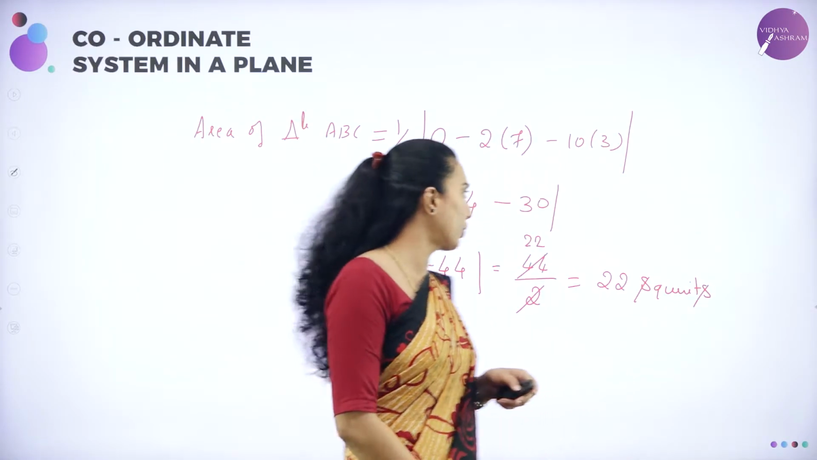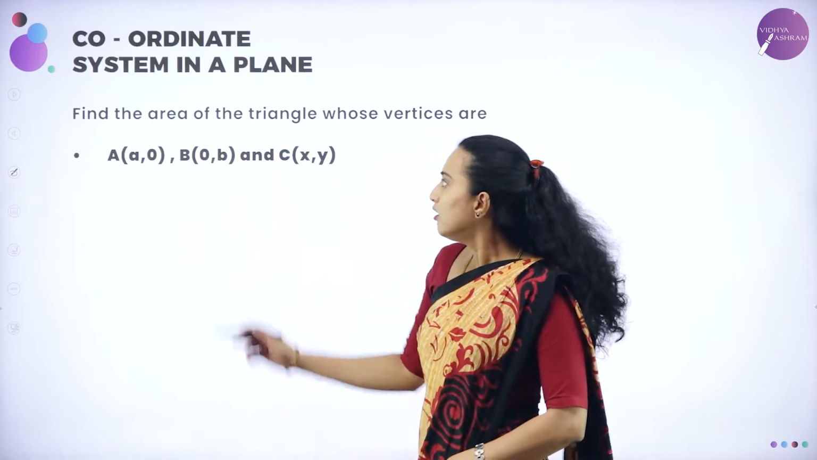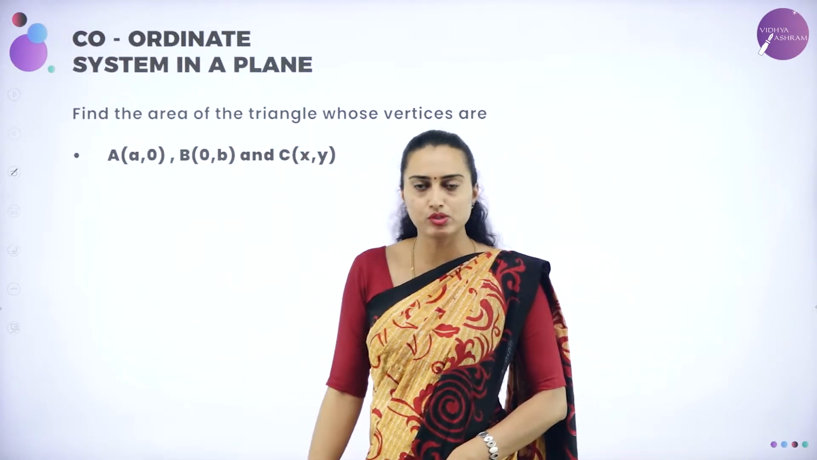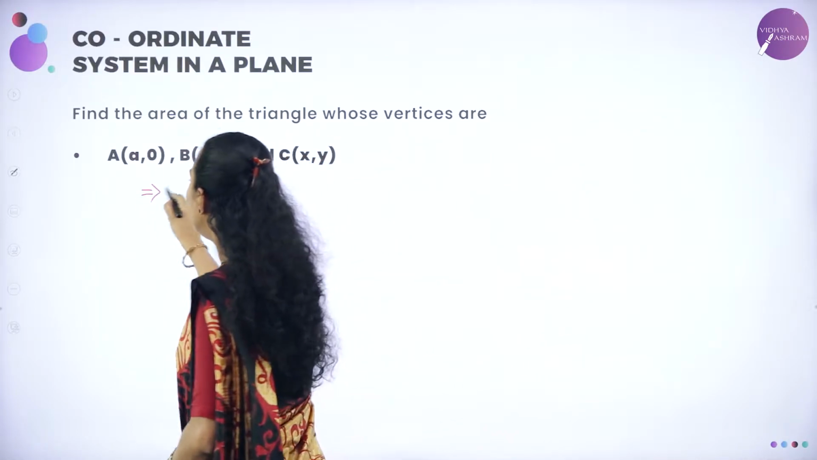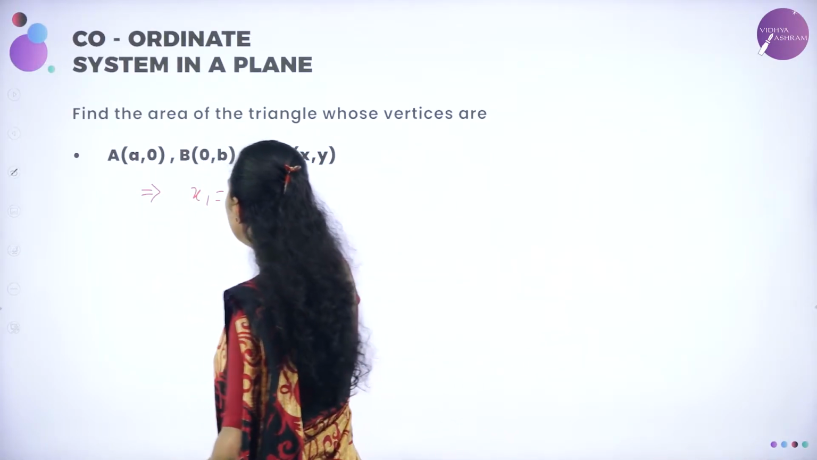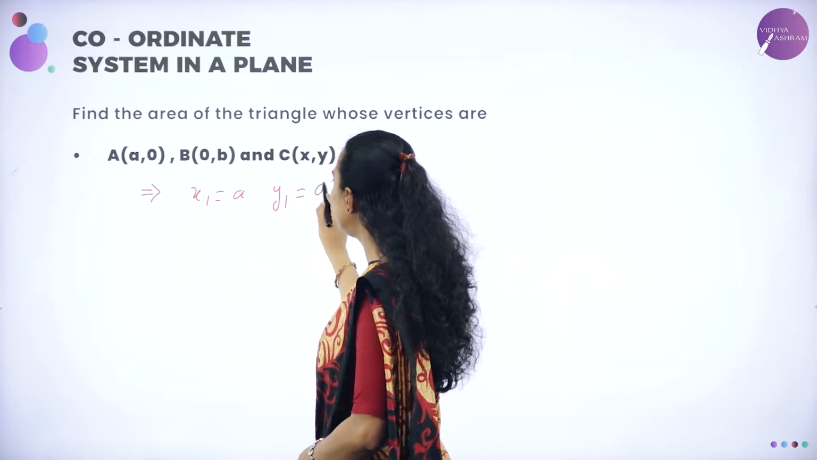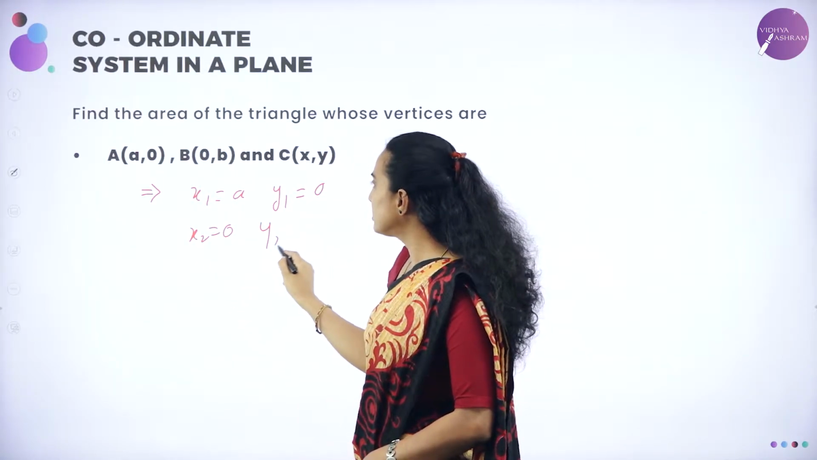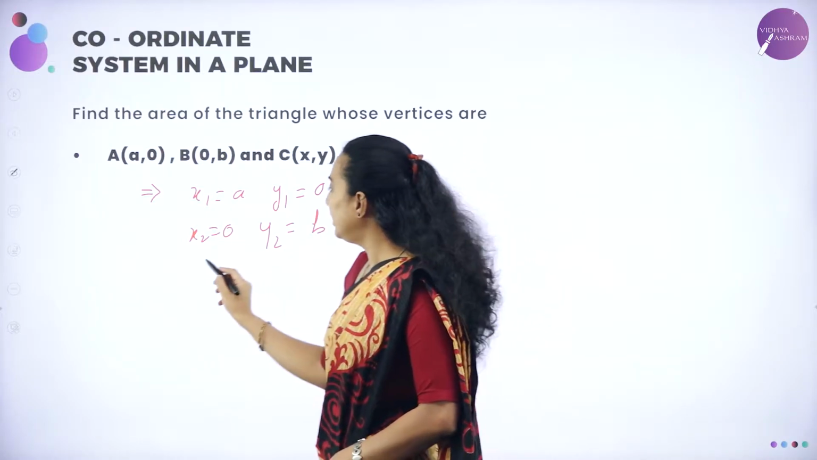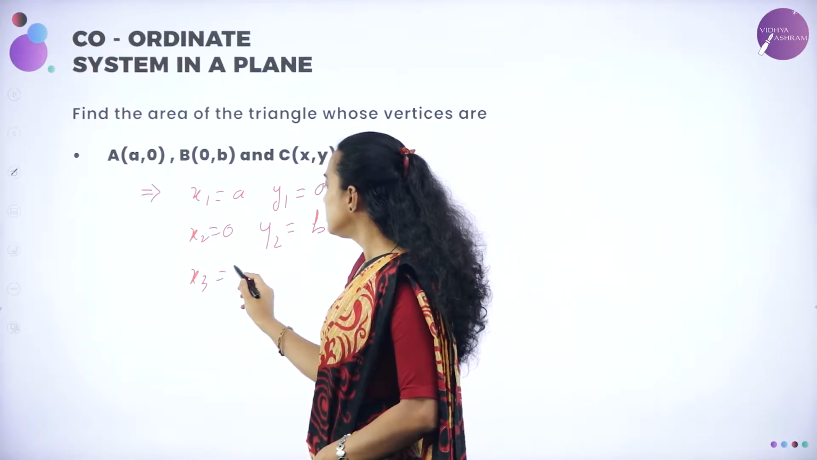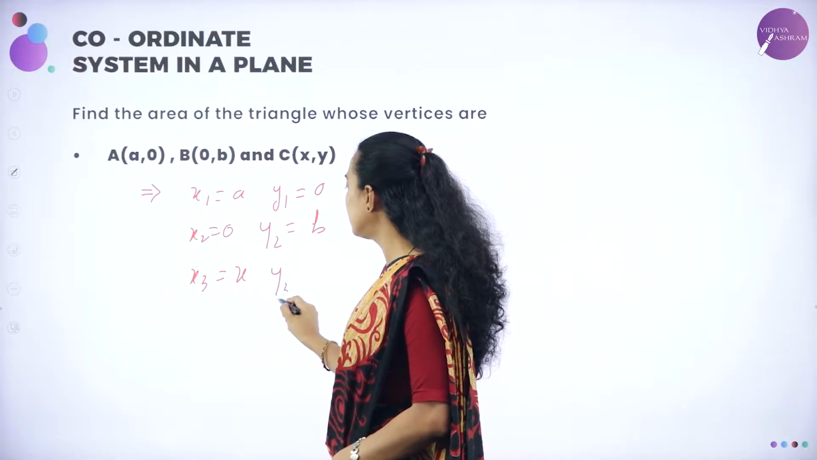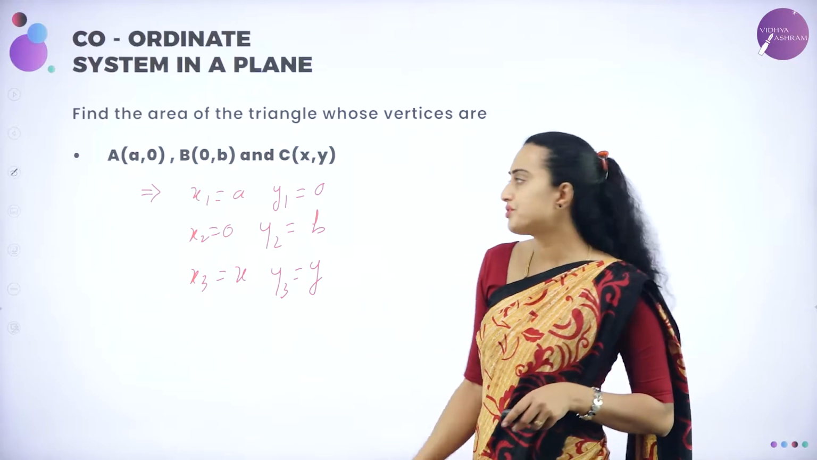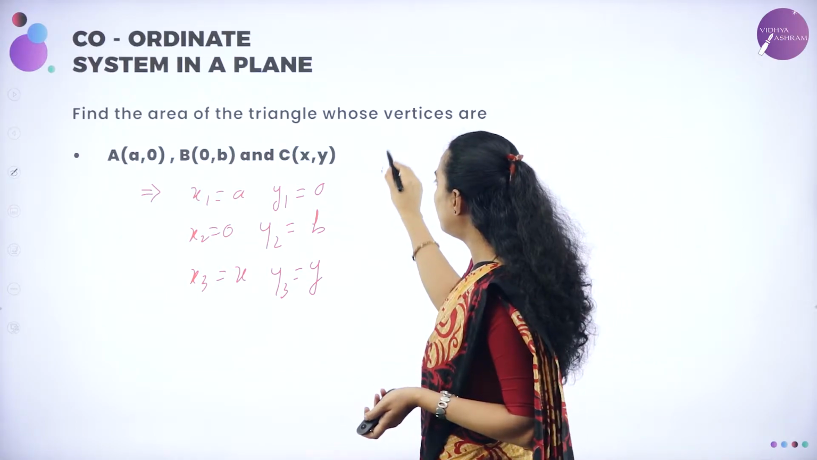We'll move on to the next question. What is the next question they have asked? Find the area of a triangle whose vertices are (a, 0). So I am going to take x1 is nothing but a, and y1 is nothing but 0, and then x2 is nothing but 0, y2 is nothing but b, and x3 is nothing but x, and y3 is nothing but y. Now you can substitute in the area of a triangle. Let me write the formula.